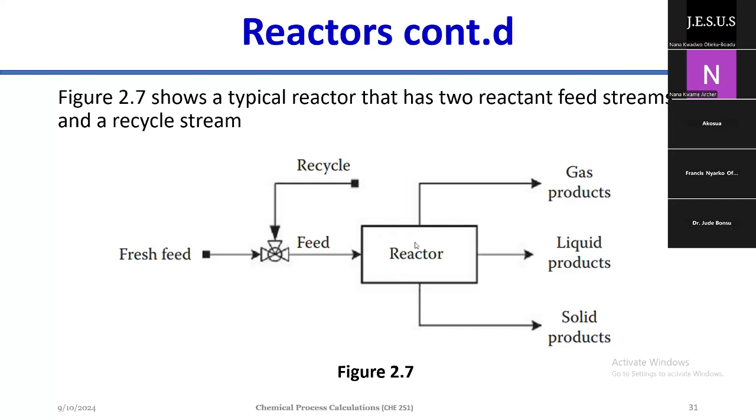But then the reactor only has one feed inlet. So how are you going to send it back? You need to mix it with the fresh feed. So there is a mixer here. Now mix the two of them before it enters into the reactor again. That process is what we call the recycling.